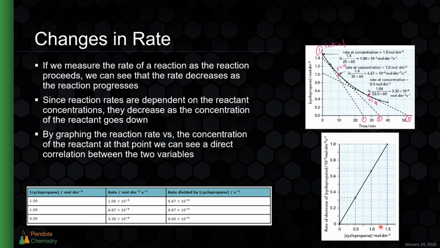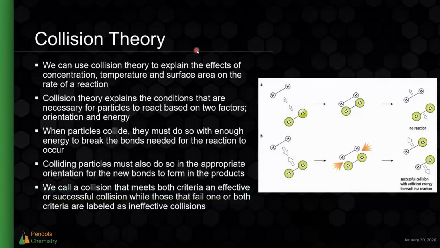The higher the concentration of the reactant, the higher the rate of the reaction is, as seen by this graph. So this graph shows us that direct correlation between concentration of reactant and rate. So let's see why this happens. What explains the reasoning behind this is something we call the collision theory.